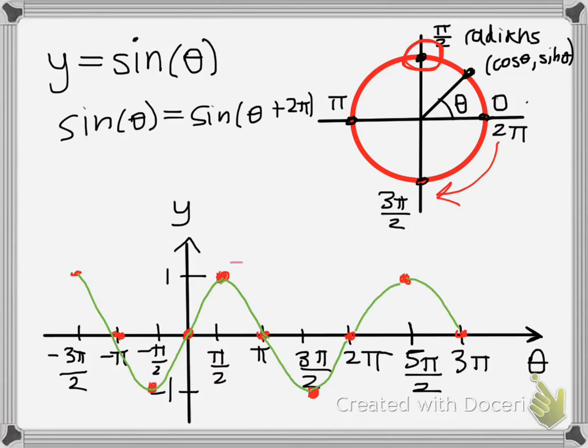Basically it means the distance between these two peaks is 2 pi. So as you can see, the wave is repeating itself every 2 pi units. And the distance between here and here is also 2 pi. So we say that it has a period of 2 pi. So that's how we graph y equals sine of theta, and that's going to be it for this video.